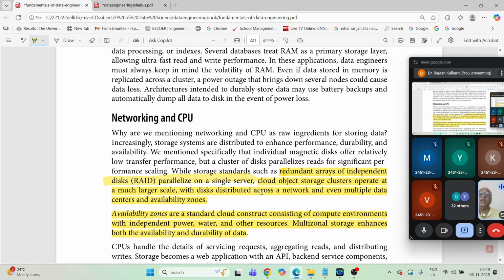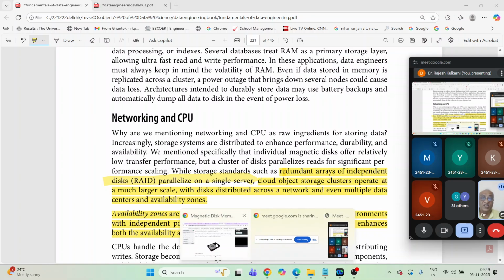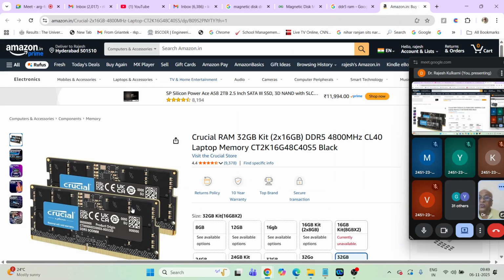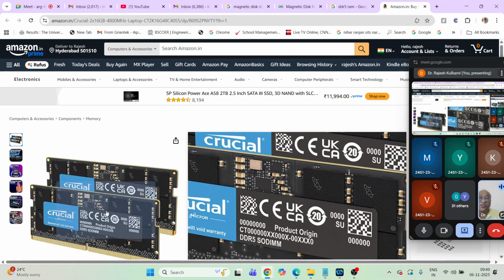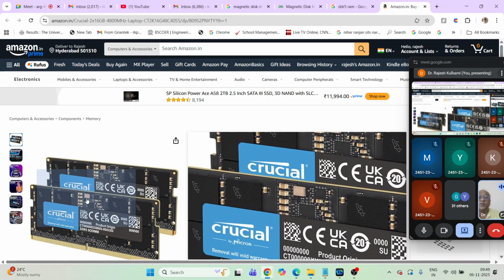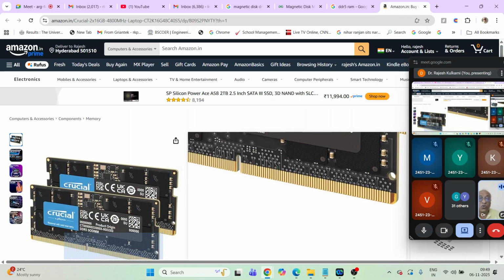Then in raw ingredients, let me just show, I had popped up an image of DDR5 also. So this is a DDR5 of Crucial, right? Just as an example image, I am showing it to you. Okay, let us go back to our content.